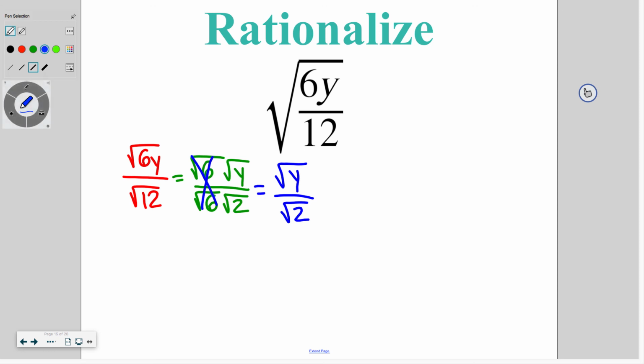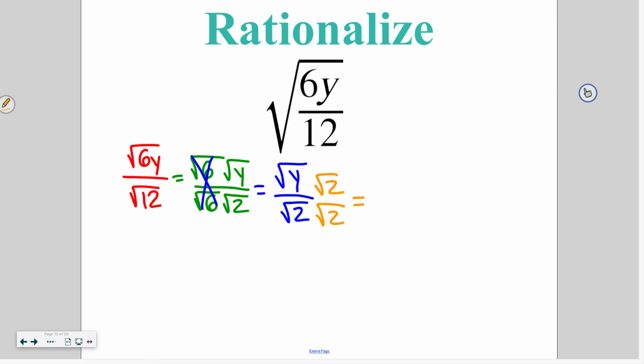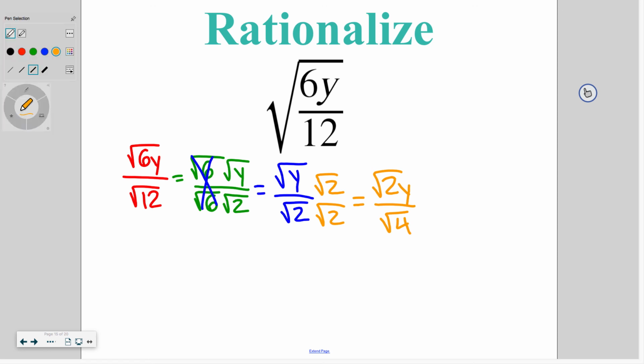It's still not a complete problem because I have a square root in the bottom. So I'm going to multiply by the square root of 2 and the square root of 2, giving me the square root of 2y over the square root of 4. And then we finish by solving, taking the square root of 4, which gives me the square root of 2y over 2.